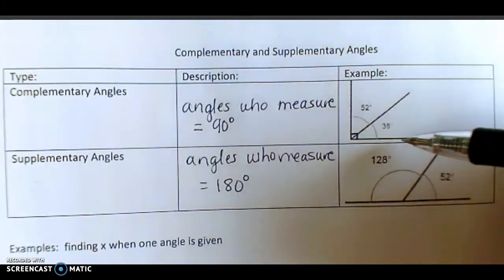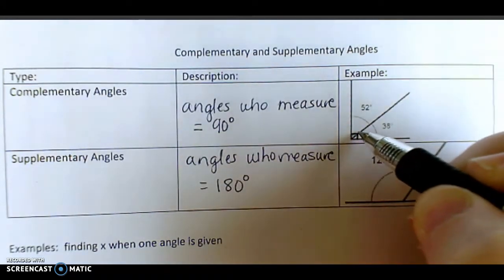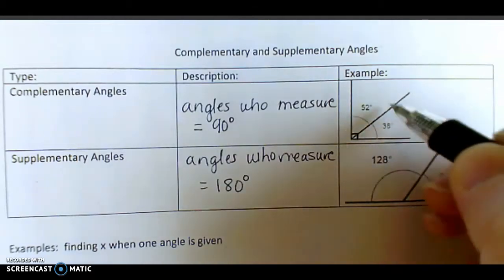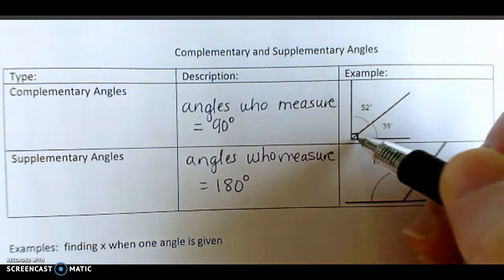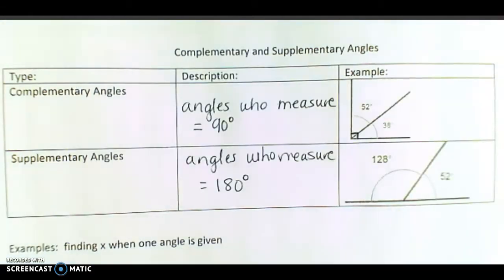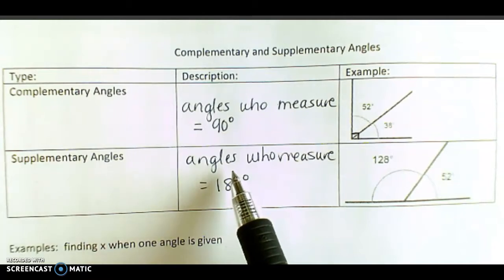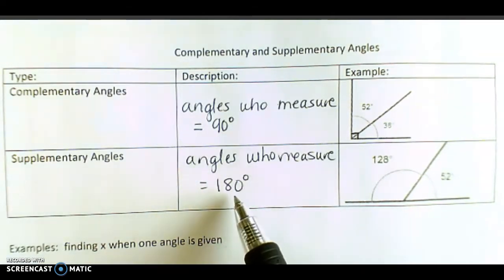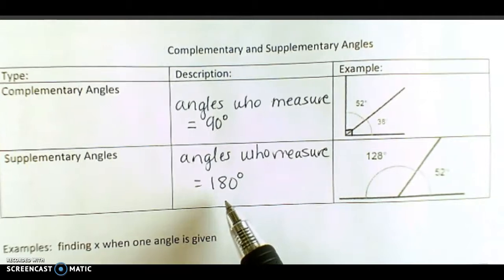Also, in the picture here, you see this little box down in the corner? That box represents a right angle, and the angles in the triangle that add up to equal the box do equal 90 degrees. Supplementary angles are angles whose measures equal 180 degrees if you add them together.